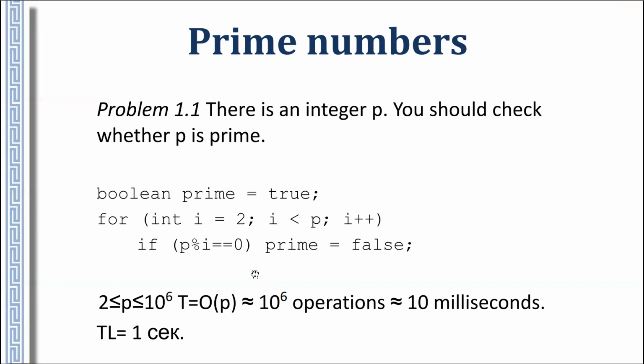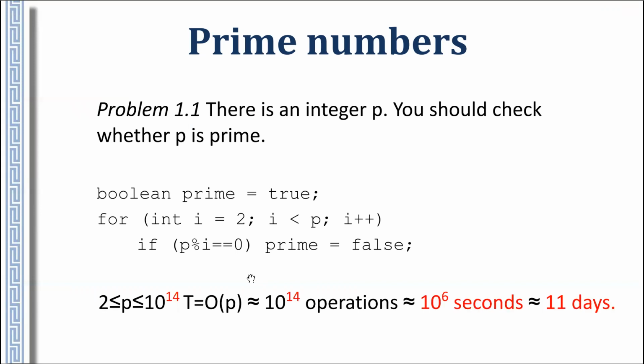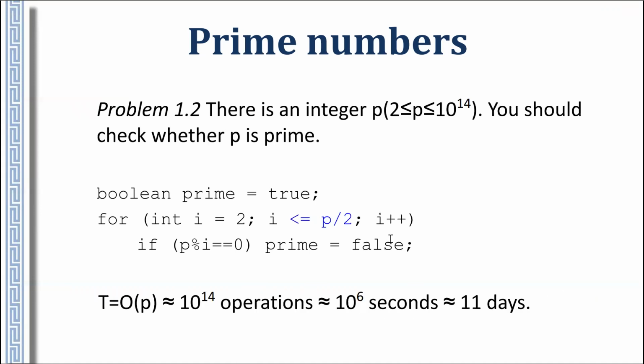If the time limit is 1 second, it is okay. But if we have 10 to the 14, then it is about 10, 11 days. And it is too much for us. Let's look at how to improve our code.